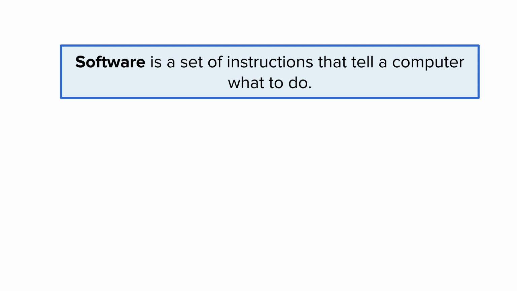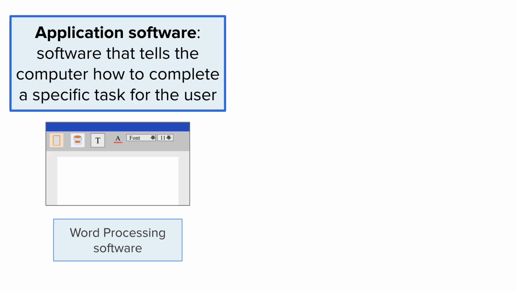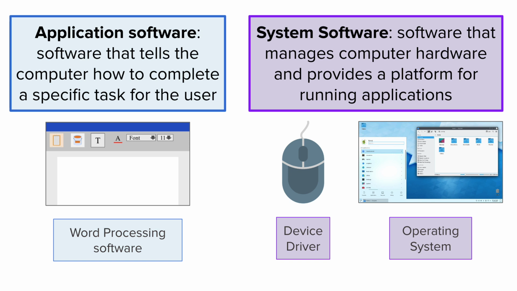Software is a set of instructions that tell a computer what to do. Software can be broken down into two types. The first type is application software. This software tells the computer how to complete a specific task for the user. Word processing software and music software are examples of application software. System software is a software that manages computer hardware and provides a platform for running applications. This includes the star of today's show, the operating system. It also includes device drivers, which is a type of software that allows an OS to communicate with a specific hardware device, such as a mouse.